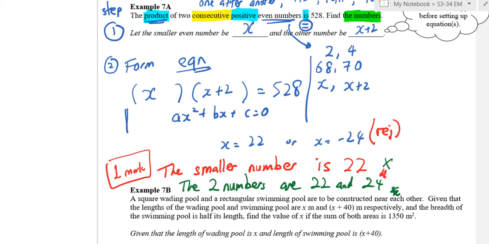Do you know why 68 is followed by 70? Because I want consecutive even numbers. Understand? So understand how 68 gets 70? It's x. Why is it 24? Because x plus 2. Okay. Any more questions? All understand? I see your eyes sparkle. That means you understand. Okay, good.